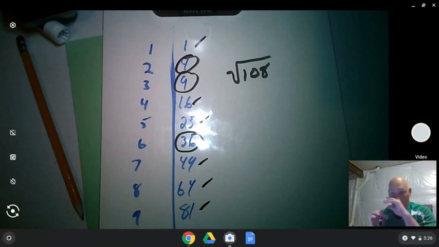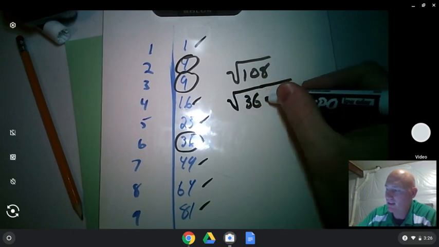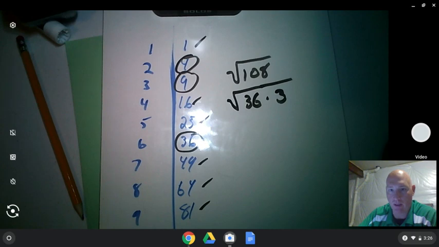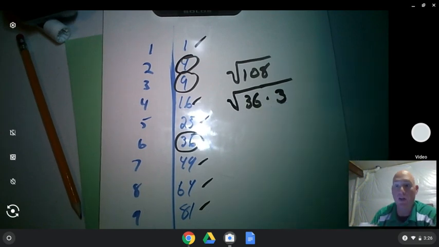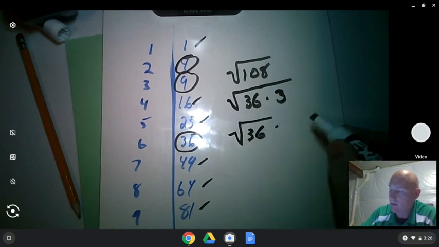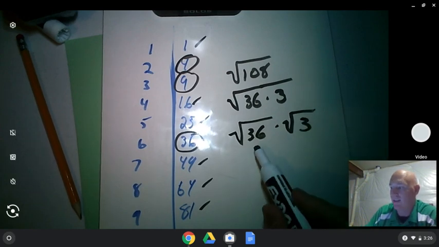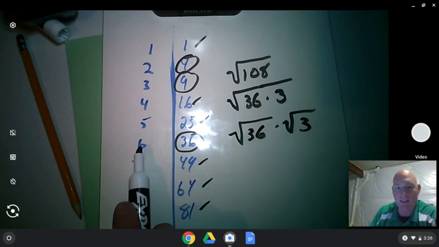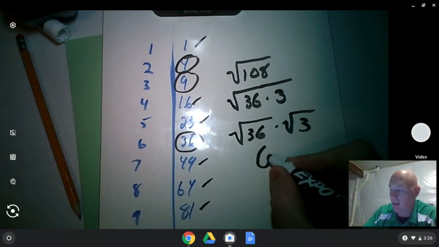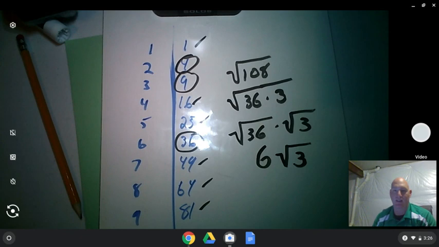So when we look at this, we're looking for the greatest factor that is a perfect square. This matches up with a lot of our old concepts. So now I can write this as the square root of 36 times 3. Okay? And I'm going to now use my new rule to break this apart. This becomes the square root of 36 times the square root of 3. Well, 36 is a perfect square. The square root of 36 is 6. So now I can write this as 6 times the square root of 3. And that is considered simplified.